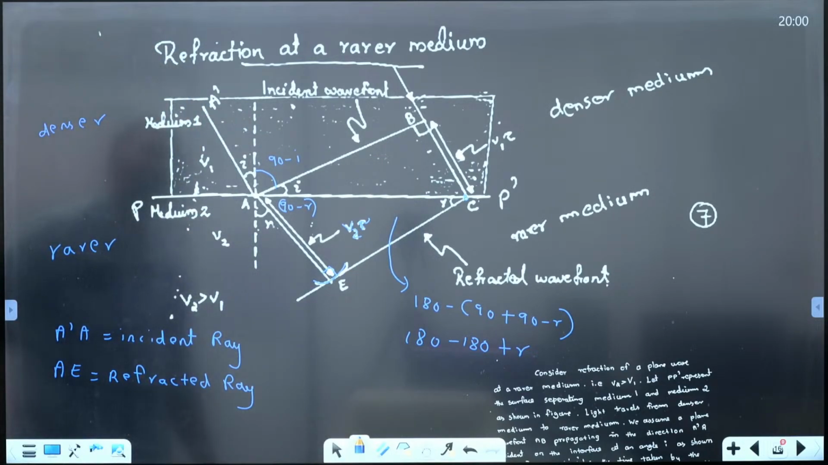Any doubt? It is the same figure as before. The only thing is that now the light ray is traveling from denser to rarer.